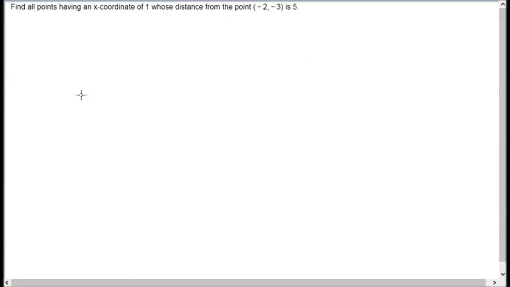Okay. For this problem right here, we're going to find all the points that have a distance of 5 from this point with the x coordinate of 1. In other words, we have the point, let's see, what do we have there? Minus 2 and 3 is the point. So we'll take the point minus 2 and minus 3. That's the one we have right there.